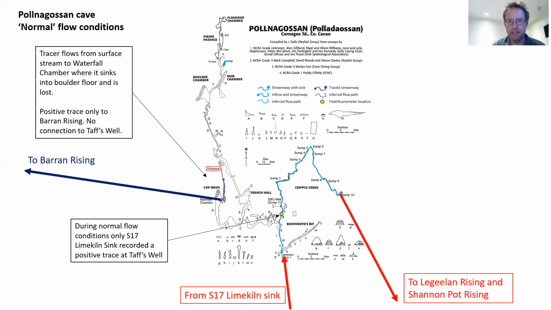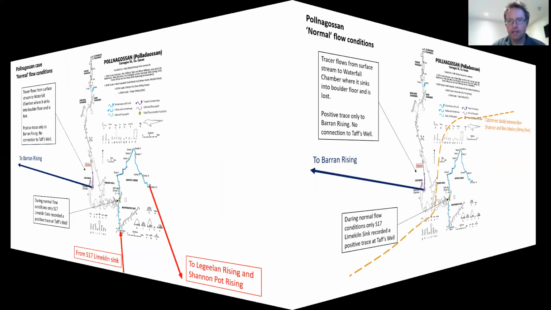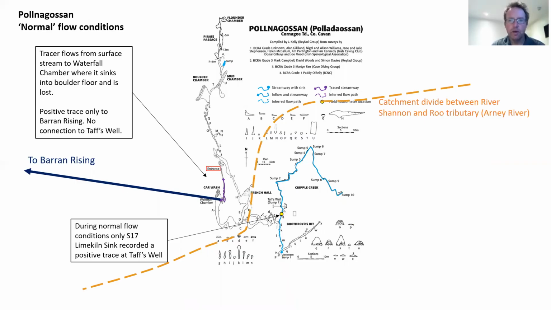So we've added significant clarity to this particular cave system, and we can confirm that in these normal flow conditions, there are two completely different streamways in the cave, one draining to Barron Rising and one draining to the Shannon River. And this lets us draw a catchment divide between these two river systems on the map. So the catchment divide goes right through the middle of the cave.